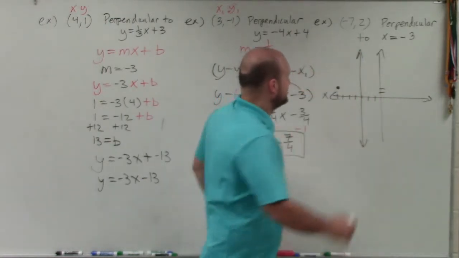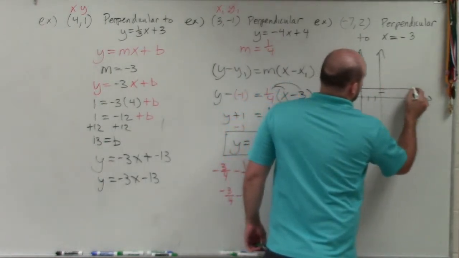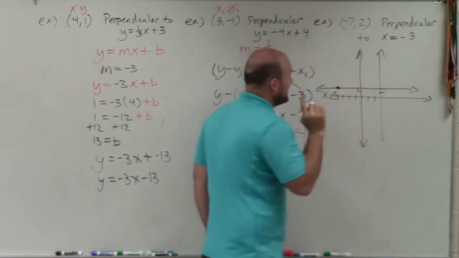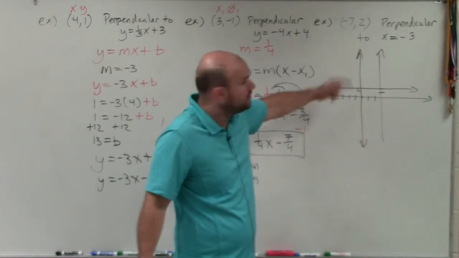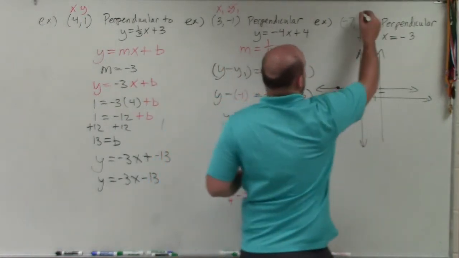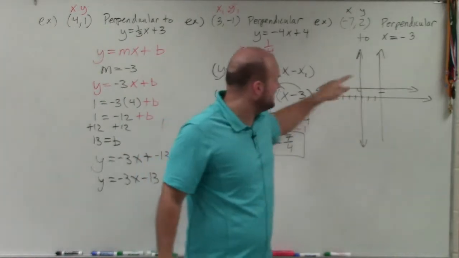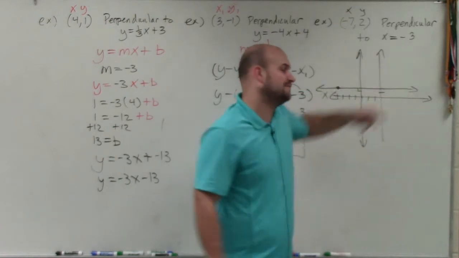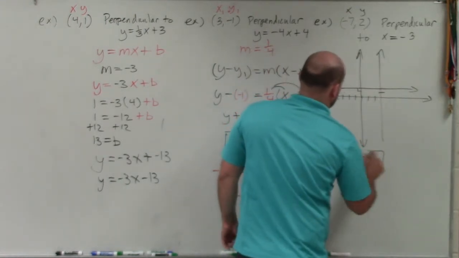If it's perpendicular, that means it has to create a 90-degree angle, and so it has to be a horizontal line. And that horizontal line has to go through the point (-7, 2), where the y-coordinate is 2. So we want to write a horizontal line that goes through the y-coordinate of 2. Well, if the vertical line is x equals -3, then the horizontal line will be y equals 2.